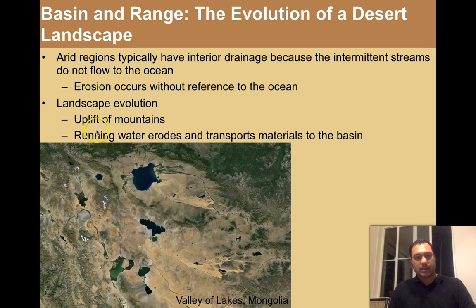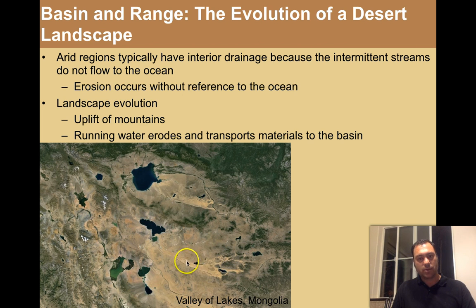So there's an evolution that tends to happen over time in a lot of these deserts, right? A lot of times these deserts are a consequence of active uplift, the uplift of mountains. And of course, running water erodes and transports materials to the basin. So you get uplift of a mountain. In this case, here's some mountains. This is the Valley of Lakes in Mongolia, which is actively deforming right now. Mountains are going up and valleys are going down. Here we see these mountains rising. Here's another mountain rising. Here's another mountain belt starting to rise, and some more over here. And in between them, we have a series of valleys with large lakes that have developed into them.